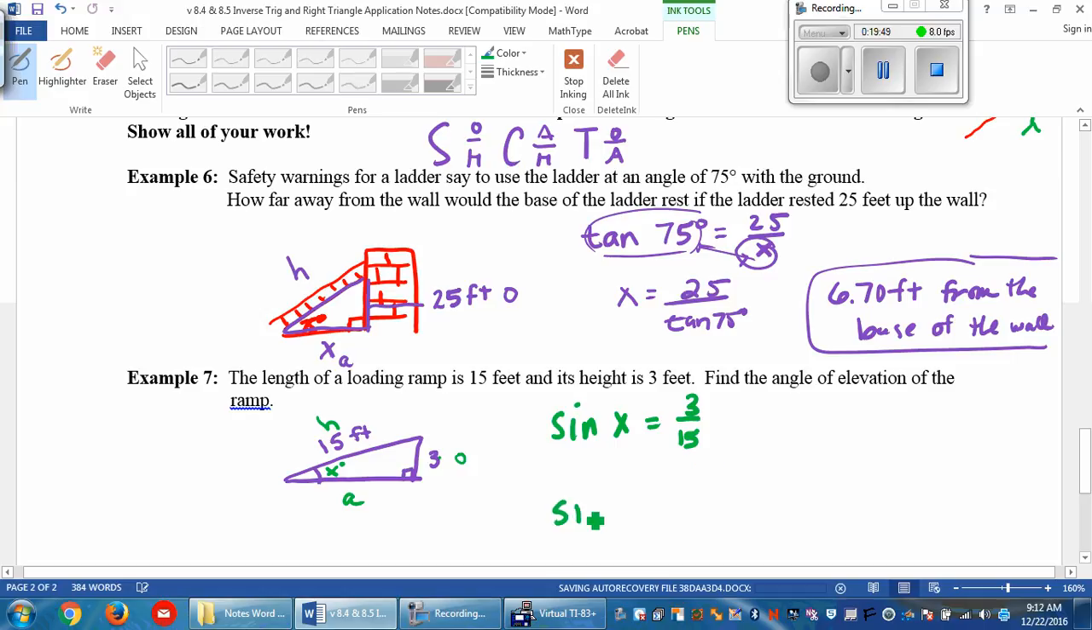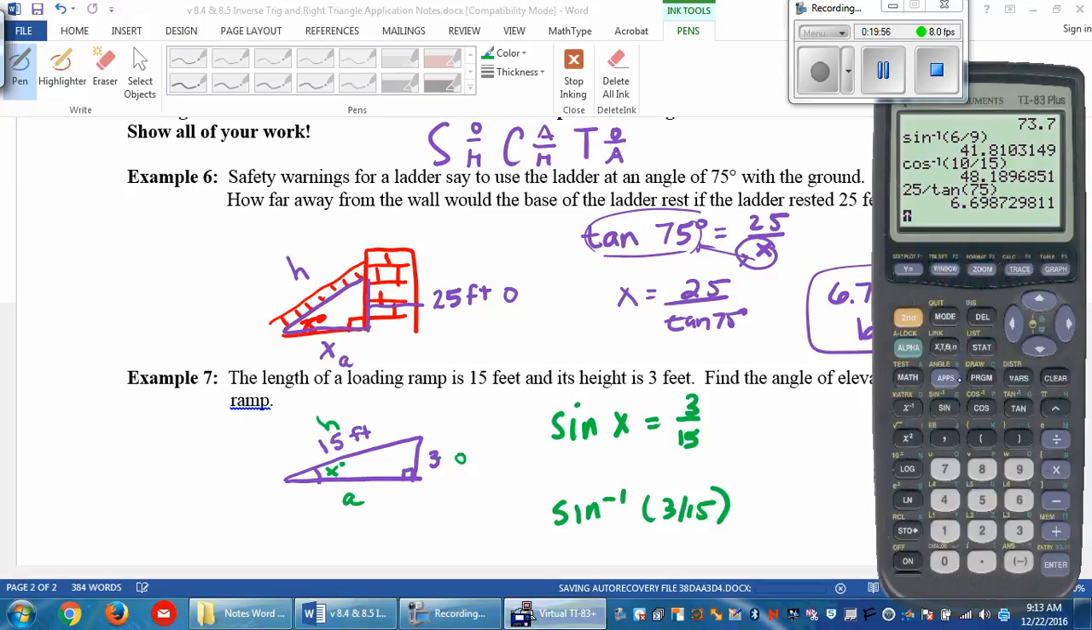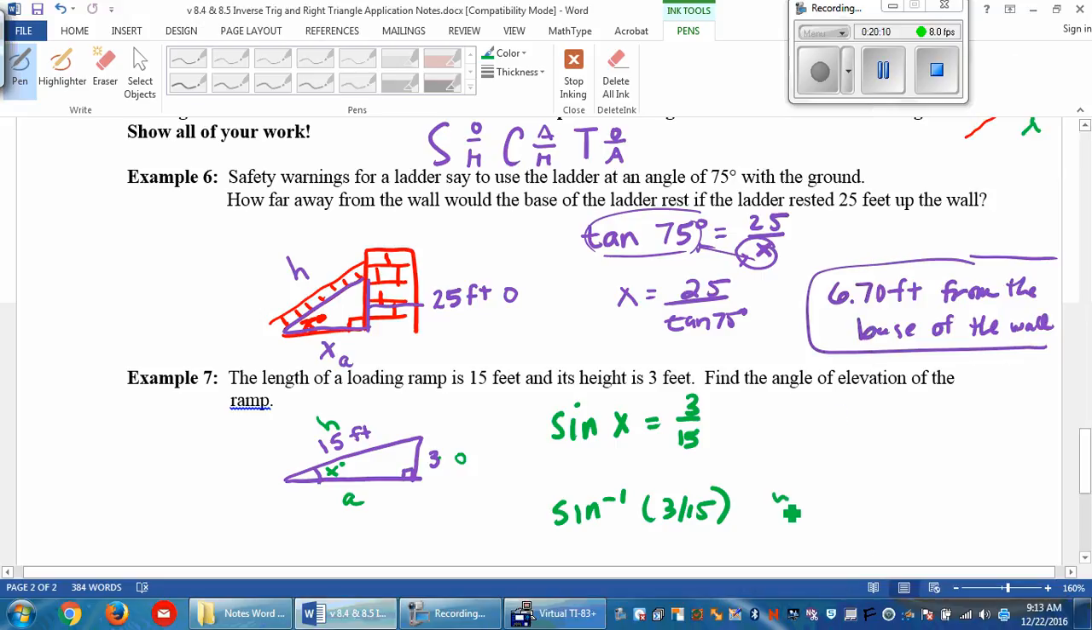Remember how to solve this. This is where you have to do the inverse trig function, 3 divided by 15. So we go second sine, so the inverse, 3 divided by 15. Enter. Approximately 11.54 degrees is the angle of elevation.